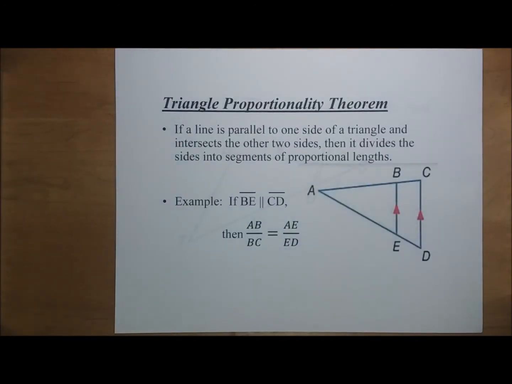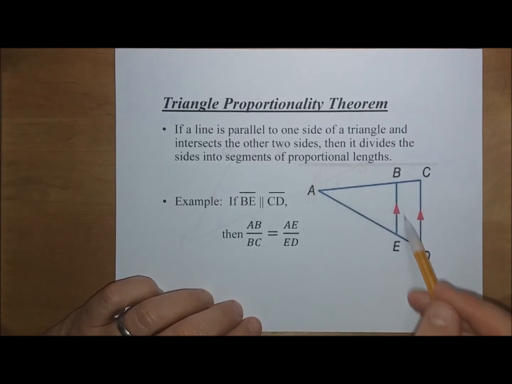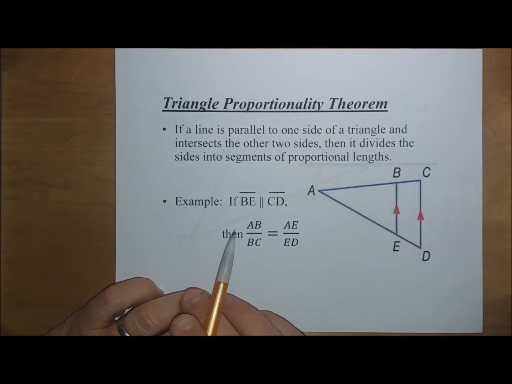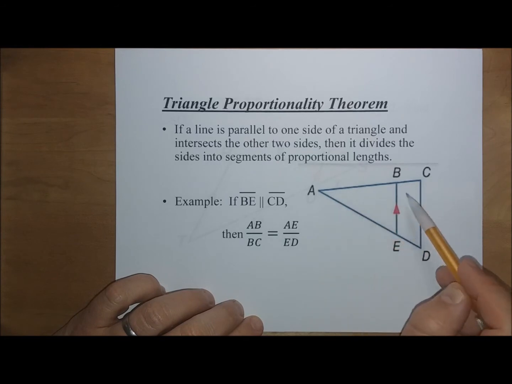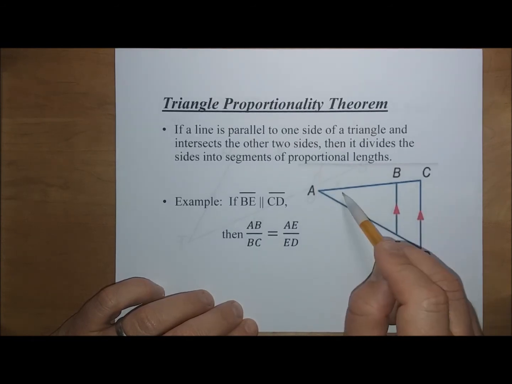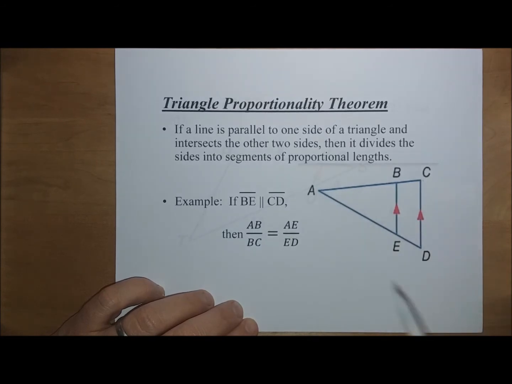All right, we also got to talk about the triangle proportionality theorem. If we have a condition like this, and if a line is parallel to one side of a triangle, notice BE is parallel to CD, and it intersects the two other sides of the triangle, then it divides these sides into proportional parts. It's going to divide this side into segments with proportional lengths. So, in other words, if BE is parallel to CD, then AB over BC, this segment over that segment, will be the same ratio as this segment over this segment. AB over BC equals AE over ED.